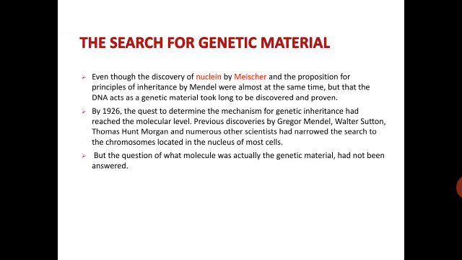By 1926, the quest to determine the mechanism for genetic inheritance had reached the molecular level. Previous discoveries by Gregor Mendel, Walter Sutton, Thomas Hunt Morgan, and numerous other scientists had narrowed the search to the chromosomes located in the nucleus of most cells. But the question of what molecule was actually the genetic material had not been answered.